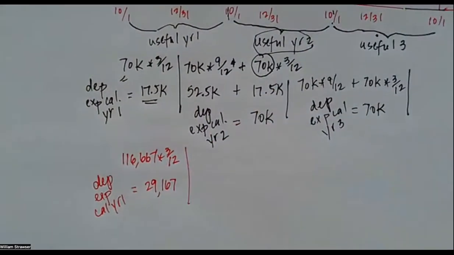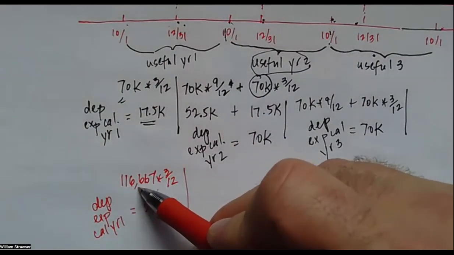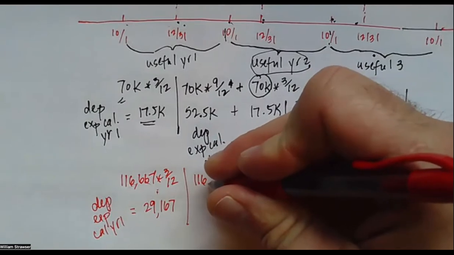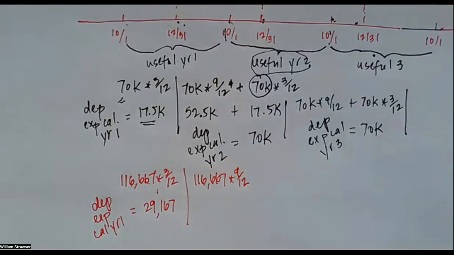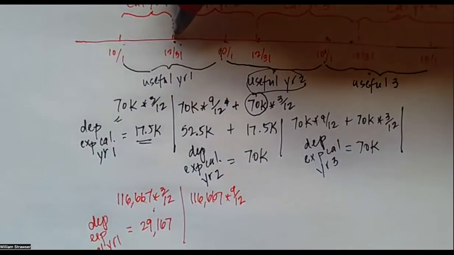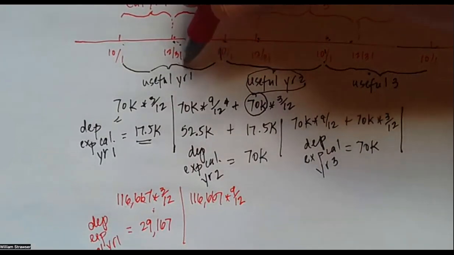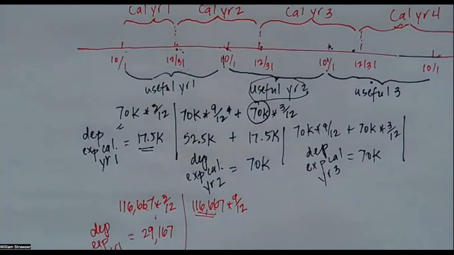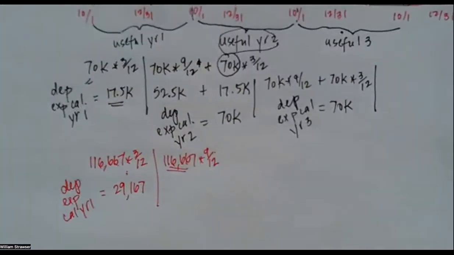Now in the next year, we still have 9 months of this useful estimate, the first year's useful estimate. So it's 116,667 times 9/12. Okay. And that predicts or estimates the depreciation from 12/31 to 10/1. Notice this period is still in the first useful year, even though it's in the second calendar year. That's why we're using 116,667 as my depreciation estimate, 9/12.